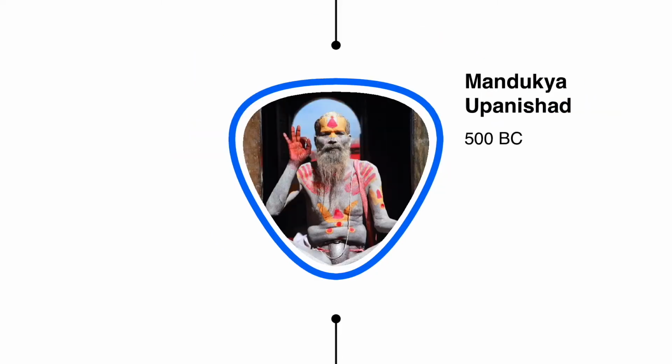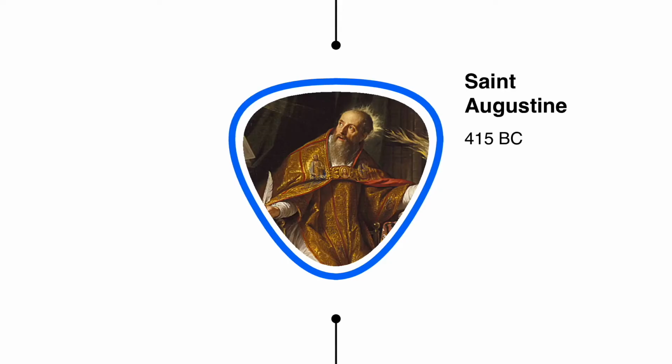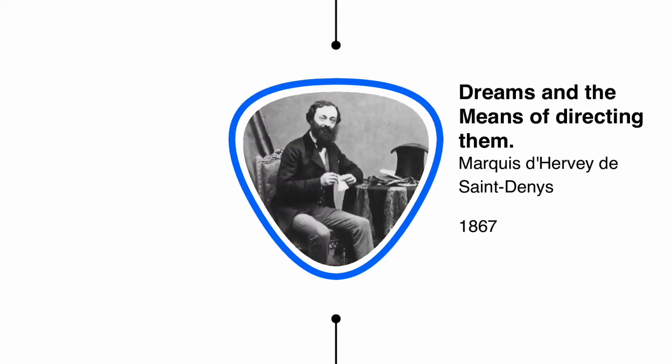The first known mention of virtual reality was in the ancient Sanskrit text of Mandyuka Upanishad around 500 BC. Then, around 415 BC, St. Augustine presented to us the first well-known report of lucid dreaming. He shared the story of a friend who dreamed he was hanging out with a guy in heaven, and the guy kept reminding him that he was actually asleep. Then, the first published mention of lucid dreaming and its scientific potential was by this guy with the long name in 1867, and he wrote a book called Dreams and the Means of Directing Them.